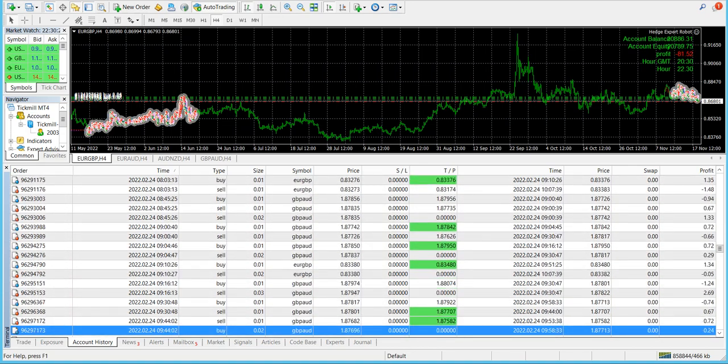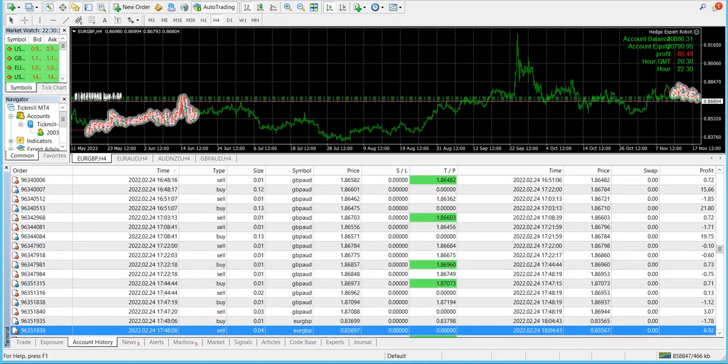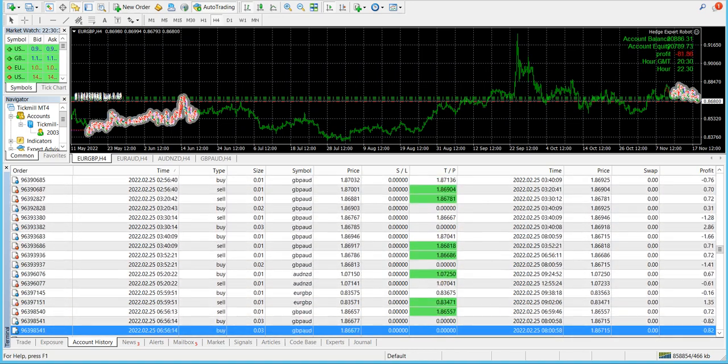This is not financial advice to use an expert advisor. This is not financial advice to trade forex. I'm just showing whatever is going on in my account.